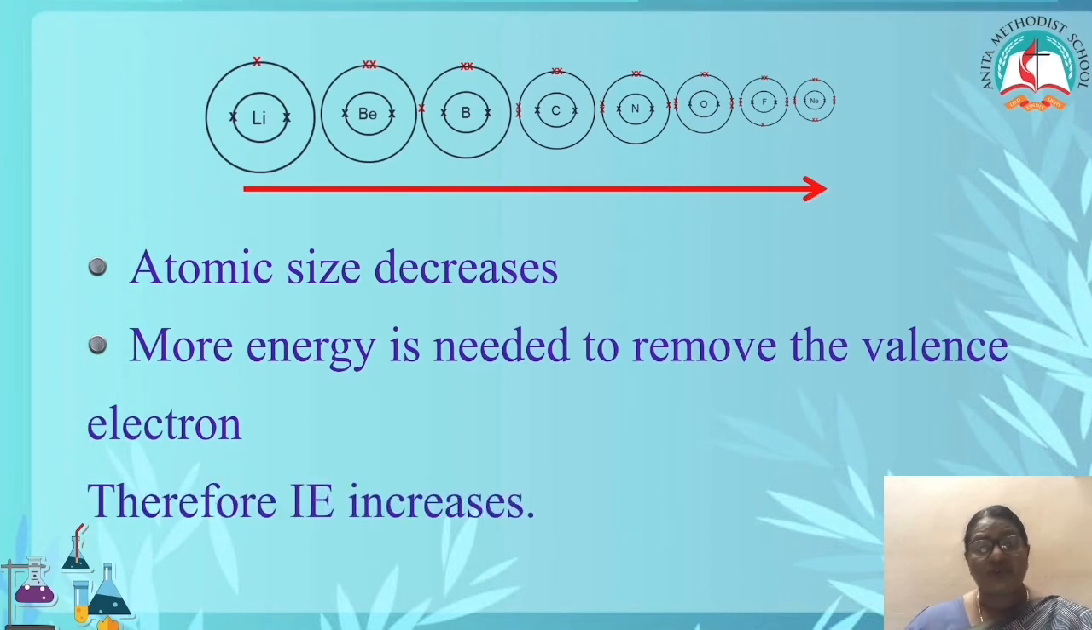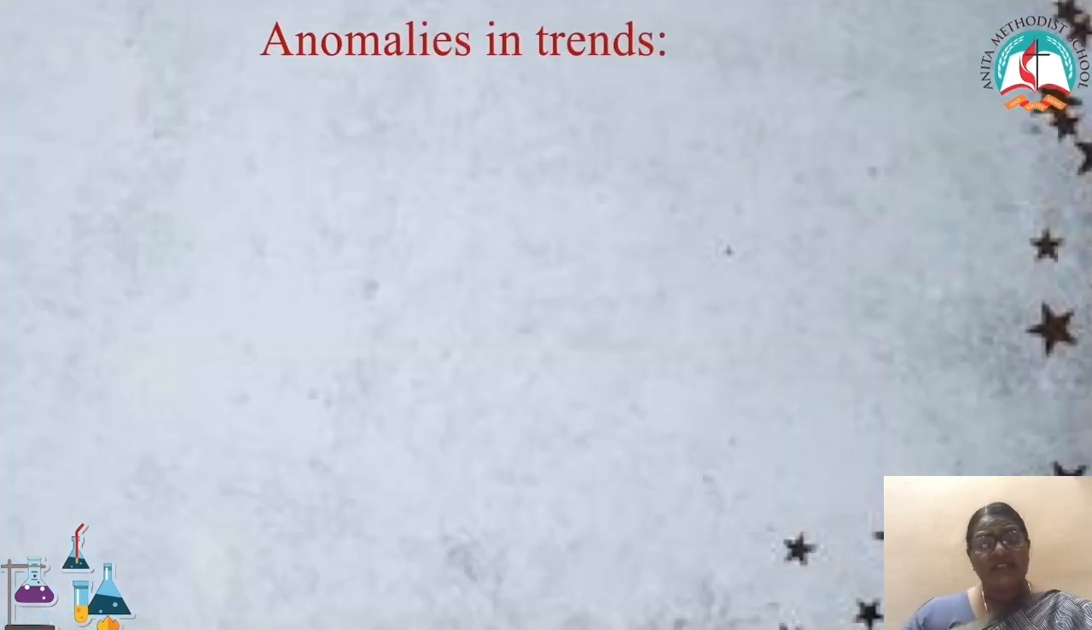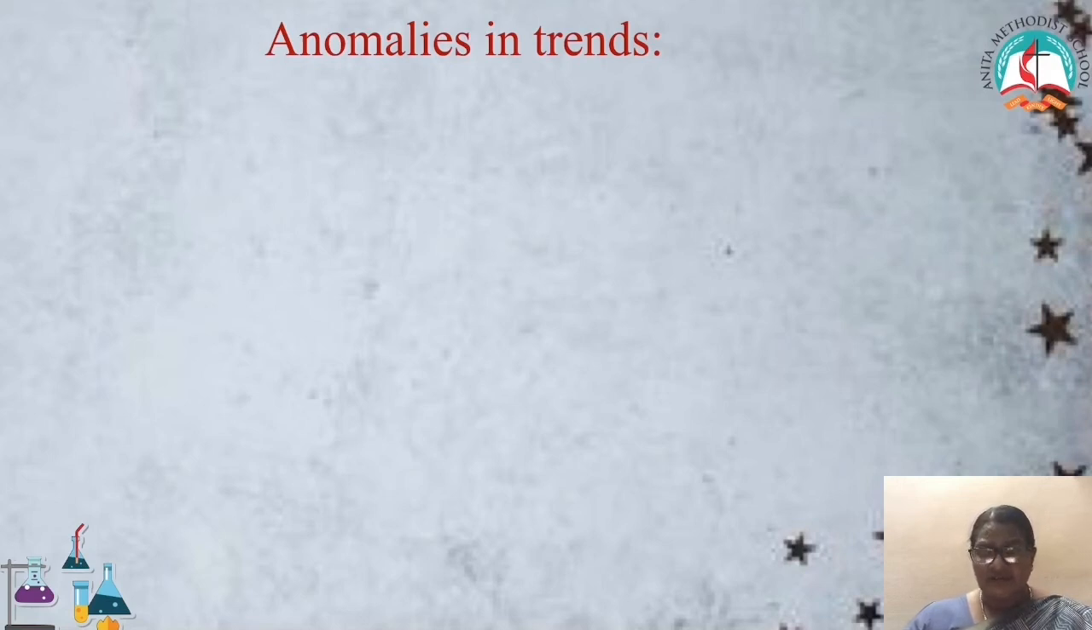If you remember this, we can write all the reasons. Whatever be the questions, we can compare and write the answers. Now, this is not the normal trend. There are some anomalies in the variation. Let us see here. So, what did we see now?